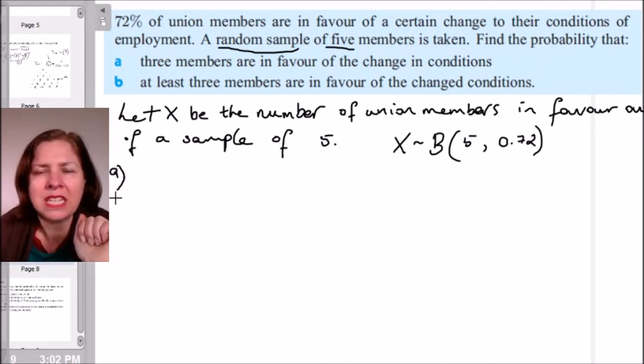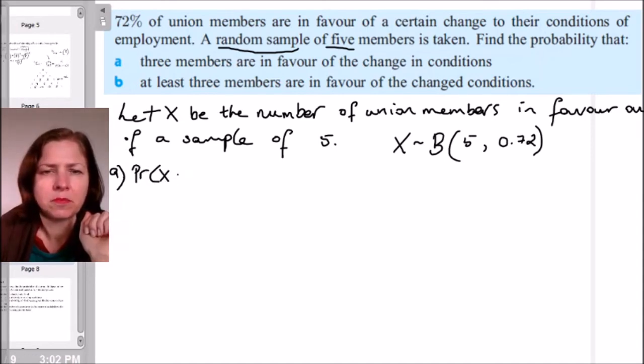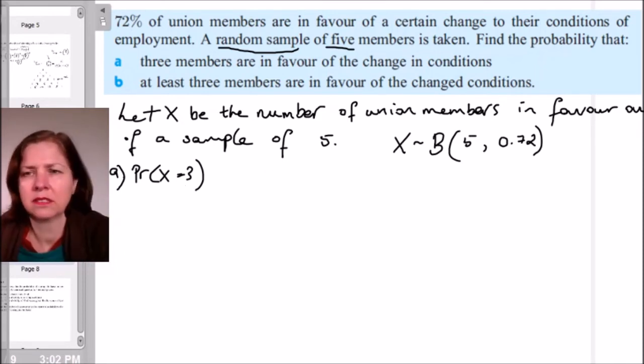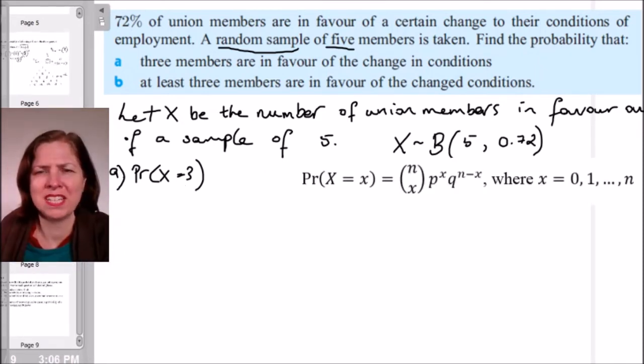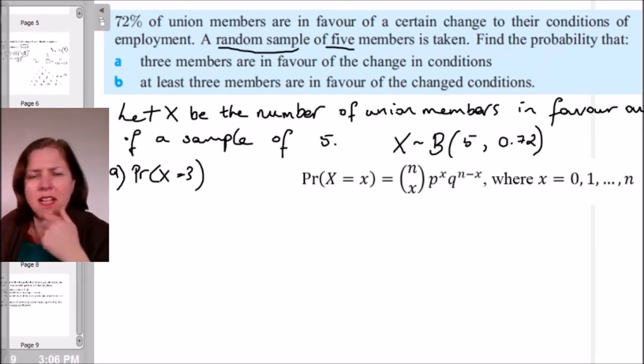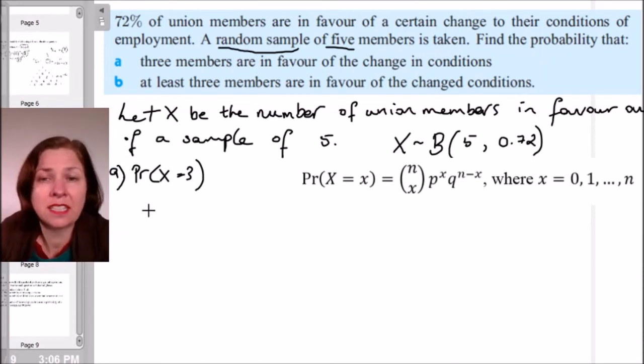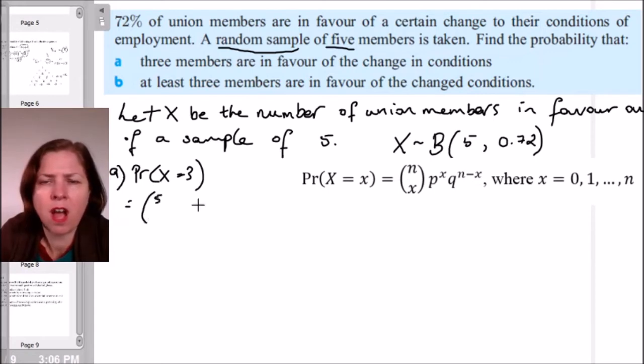What is the probability that 3 members are in favour? This is asking me for the probability that x is 3. So I'm going to use the formula. So in order to do that, let's first jot down the formula here. Okay, there's my formula. So now I can use it. I want the probability that x equals 3. So that's going to be n is 5. So it's 5 choose x is 3.